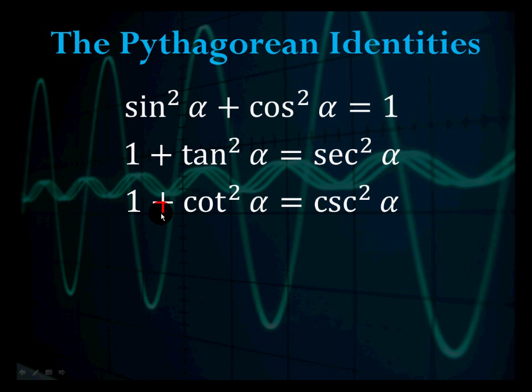To get from here to this third equation, you just divide all expressions by sine squared. So sine squared divided by sine squared is 1. Cosine squared divided by sine squared is cotangent squared. And 1 divided by sine squared is cosecant squared. Now, you will want to know these very, very well, because they are going to come in very handy when you do the proofs and when you simplify expressions. And again, you start with this one. If you forget these two, all you have to do is divide everything either by sine squared or cosine squared.